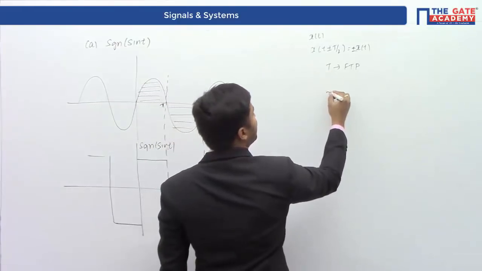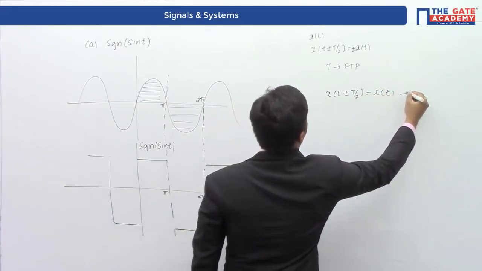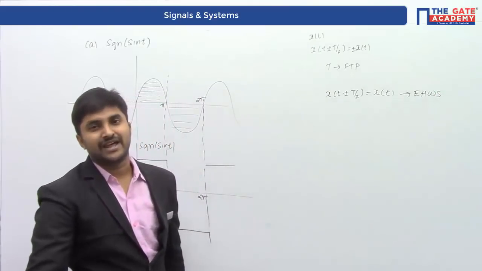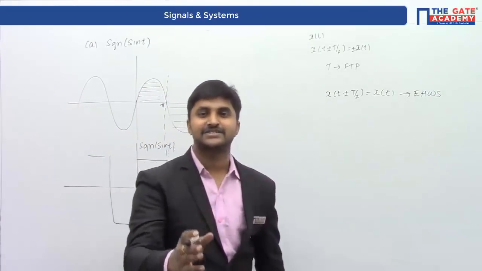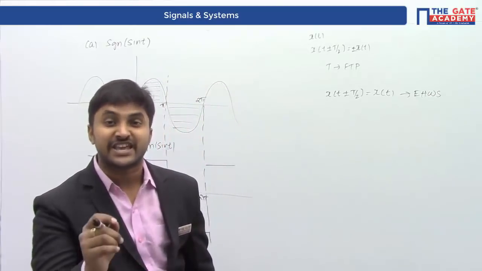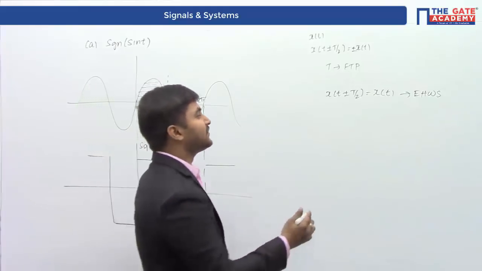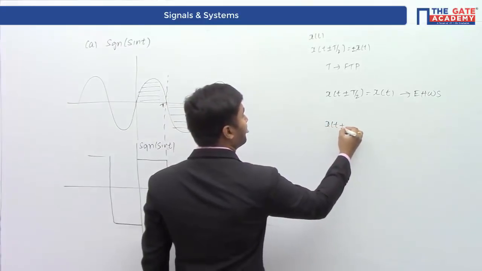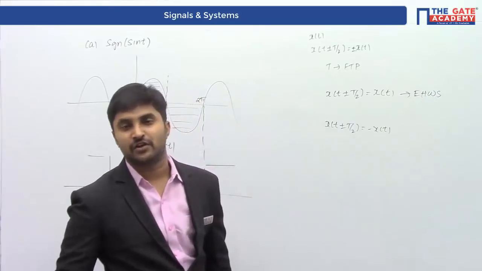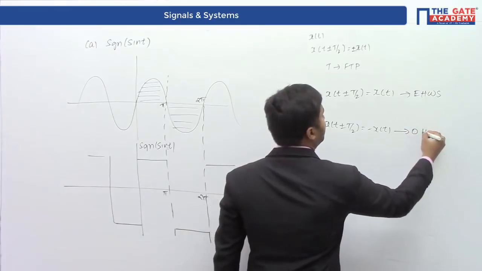In this, if it satisfies x of t plus or minus capital T by 2 is equal to x of t, we call it an even half wave symmetry. When the signal satisfies even half wave symmetry, it will only have even harmonics. If it satisfies x of t plus or minus T by 2 is equal to minus of x of t, then it satisfies odd half wave symmetry.